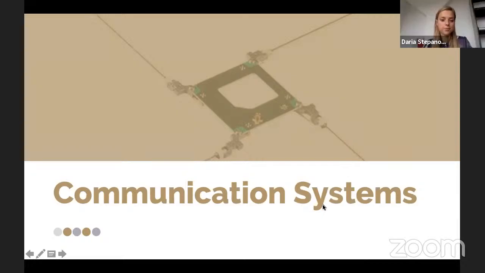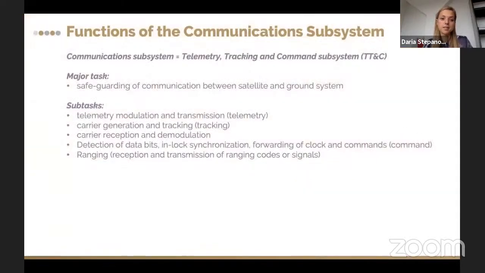Yeah, communication system. Let's go briefly through CubeSat communication systems. Basically, the main task is to provide telemetry, tracking, and command capabilities for the satellite, to safeguard the communication between the satellite and the ground station. The subtasks of the system are to modulate and transmit the telemetry, generate and track the carrier, receive and demodulate the carrier, detect data bits, synchronize them, forward clock and commands to the main bus, and measure reception and transmission signal quality.